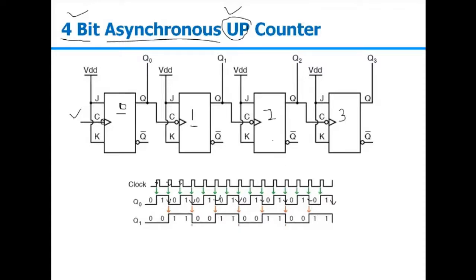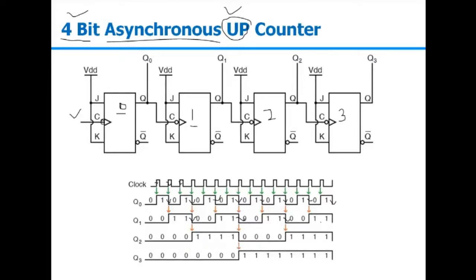Then moving to the next stage, Q2. In this second stage, again my JK is equal to 1, and it is negative edge triggered. Since we are designing the up counter, Q1 will be connected to the clock, and whenever the negative edge of this Q1 comes, I will be having toggling at the output Q2. And if initially Q2 is also in the reset condition, this will be the waveform for Q2, and similarly this will be the waveform for Q3.